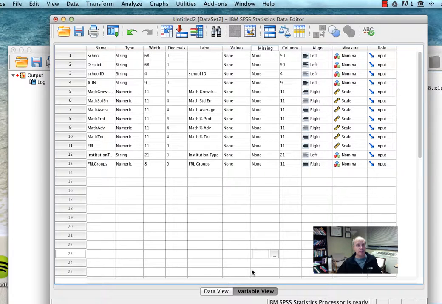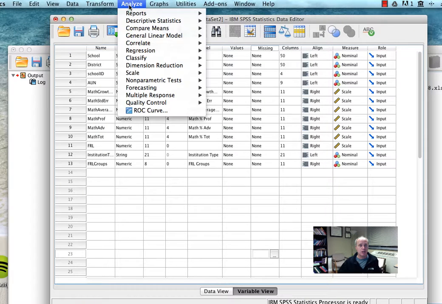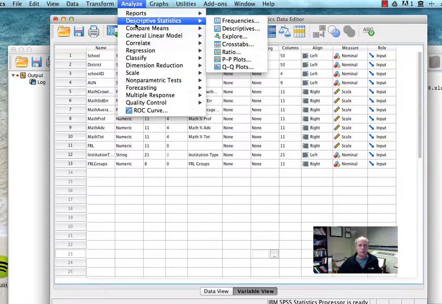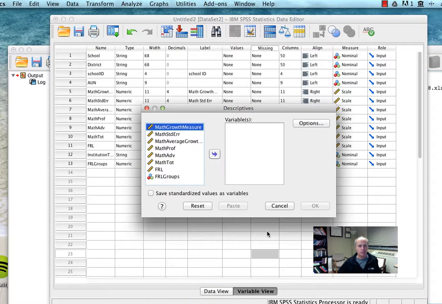So I actually have some continuous data here in the math growth scores, and I can look at the average of those and I can compare them by institutional type and free and reduced lunch. So those are some things I want to do. We're going to practice with descriptive statistics. All the statistics commands that you're going to use are pretty much under the Analyze command. So we're just working with descriptives now, so we can go to Descriptives.